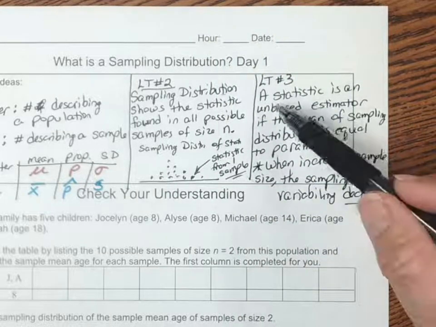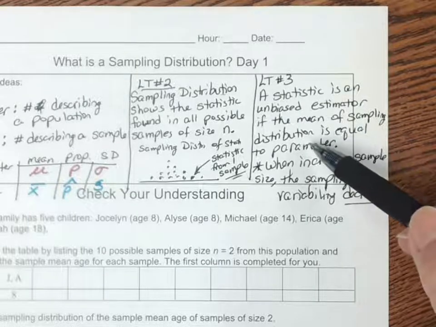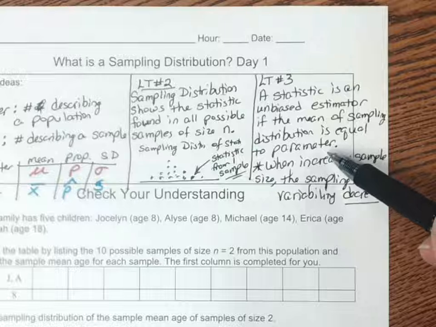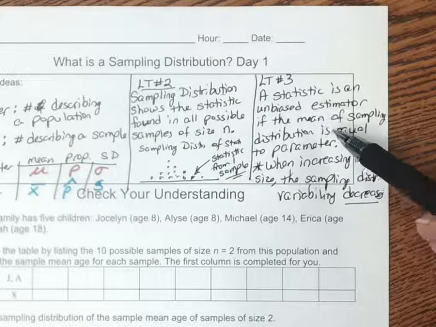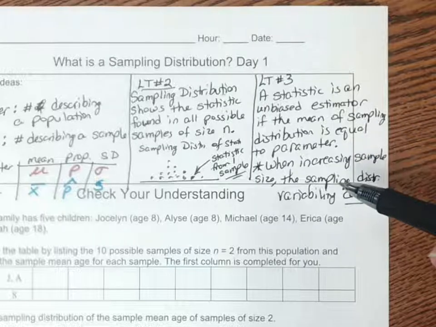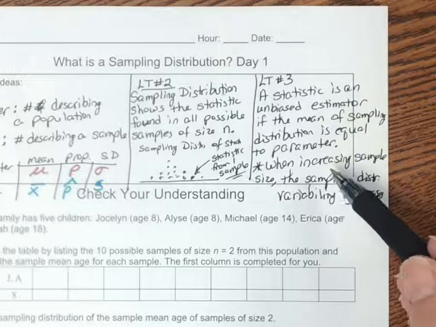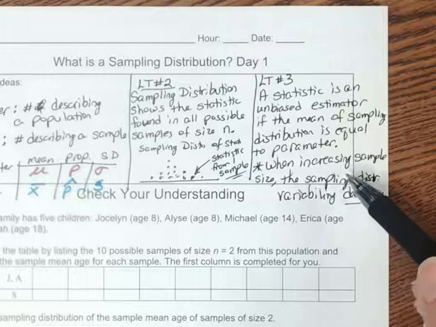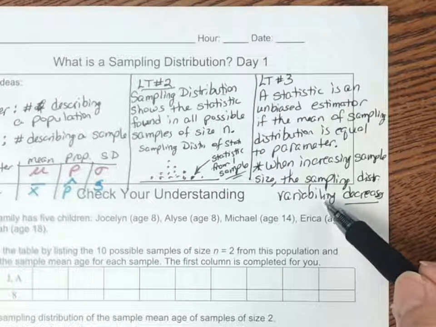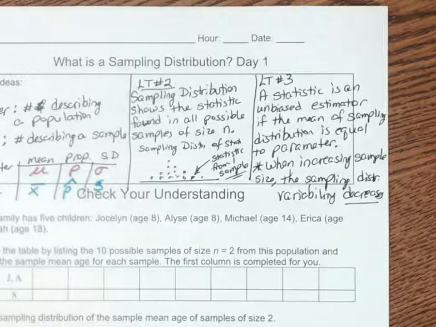The third one is that our statistic is an unbiased estimator if the mean of the sampling distribution is equal to the parameter. So as long as the mean of the sampling distribution is the same as the population parameter, then we know that our statistic is an unbiased estimator. And also, just as a side note, if we increase our sample size, then our sampling distribution variability, the spread of it, will decrease. And I'll be showing you something around that in a little later class where you can see it.